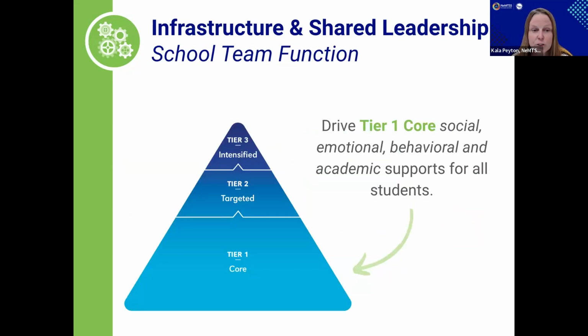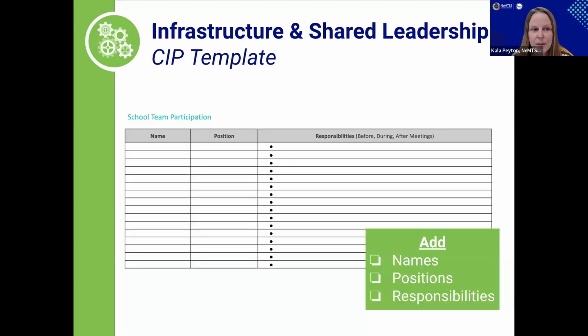The overall function of school teams is to provide direction for the social, emotional, behavioral, and academic supports that are a part of a school's Tier 1 core practices. Within the CIP template, we have a space to document the school team's leadership structure, including team members' names, positions, and responsibilities.